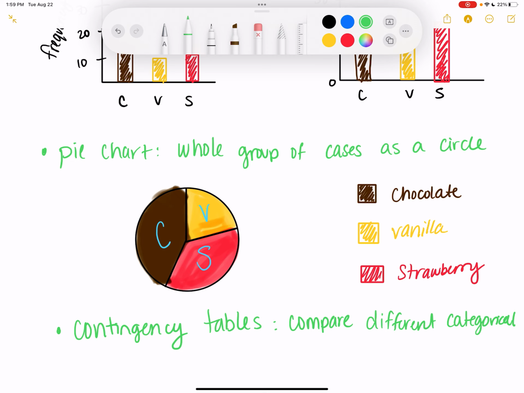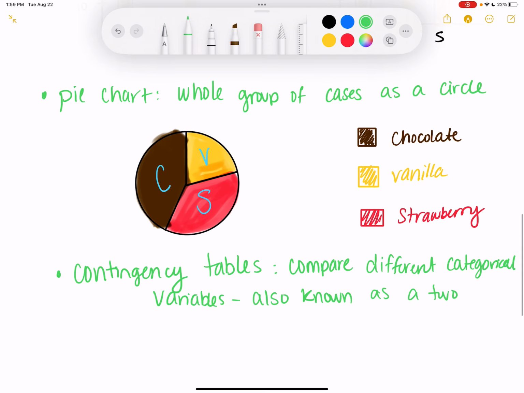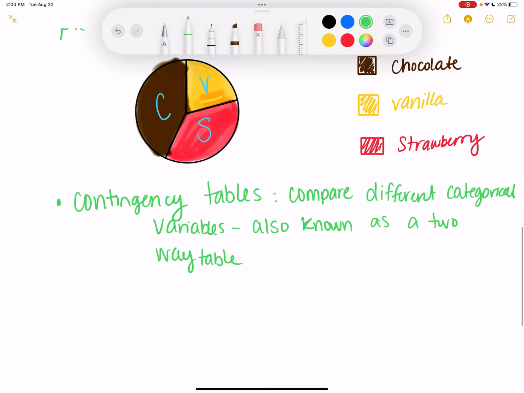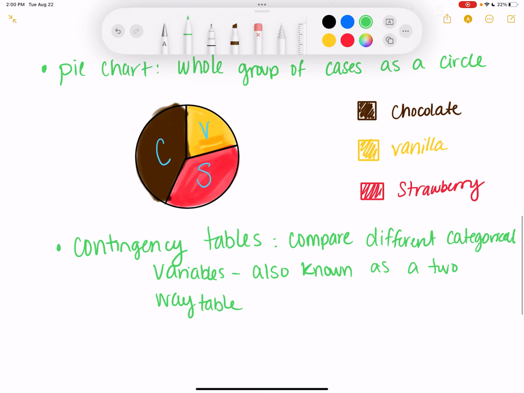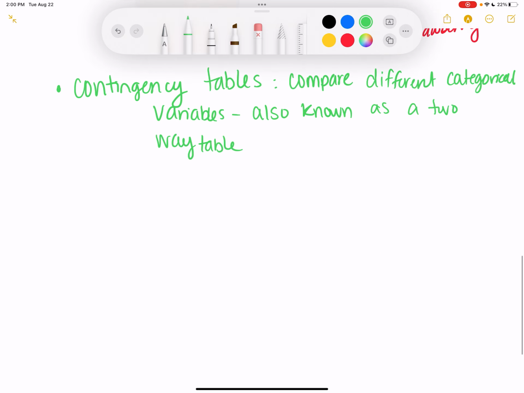Okay. Thanks. Compare different categorical variables, also known as a two-way table. Is everybody done with this chart? I can slide it up. All right, you're gonna need 5 columns, 4 rows.